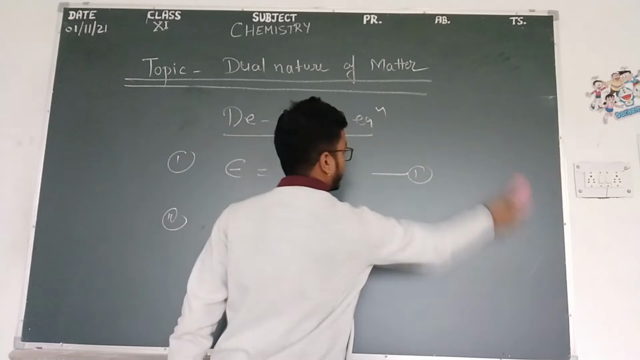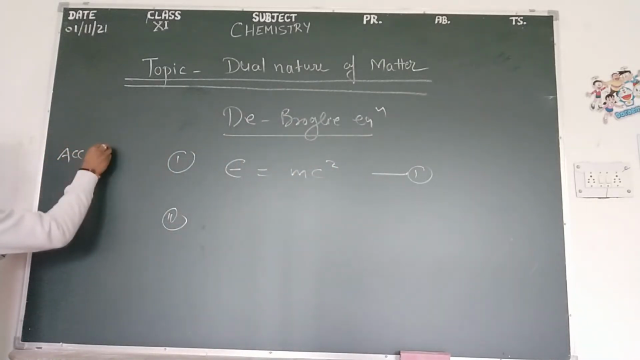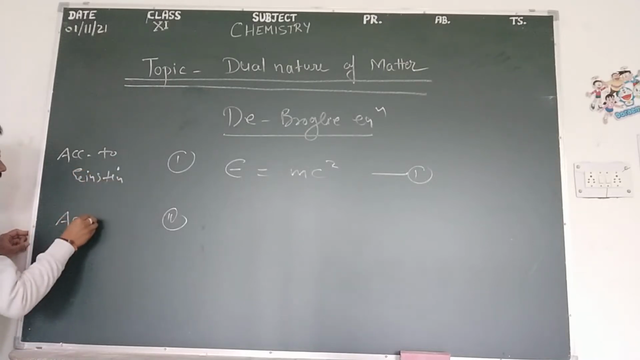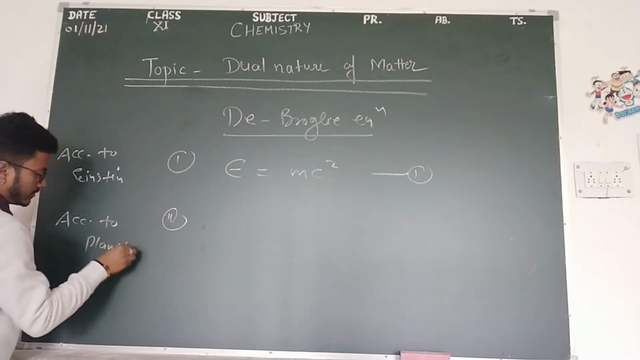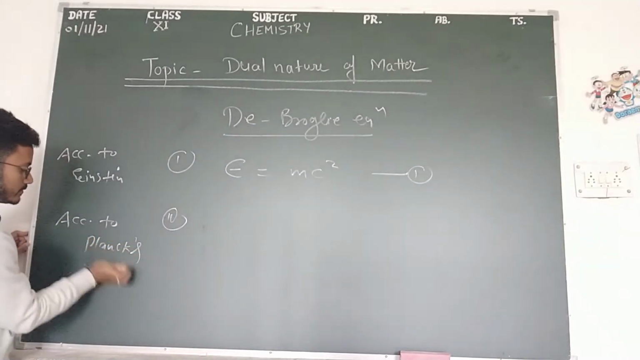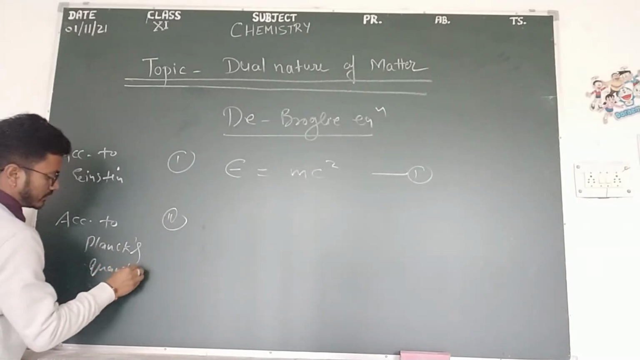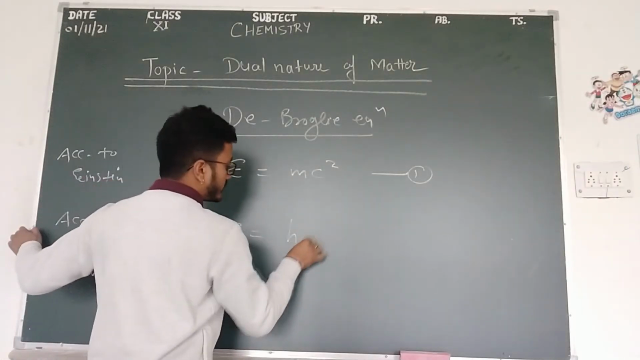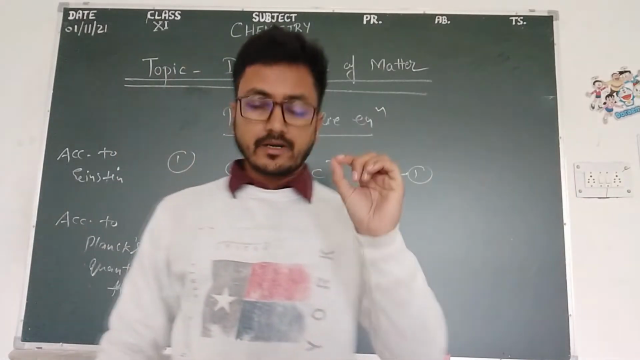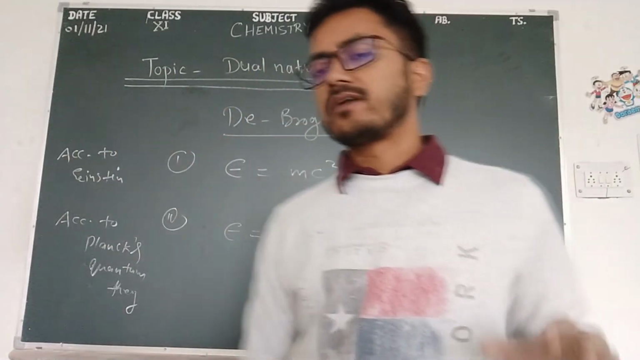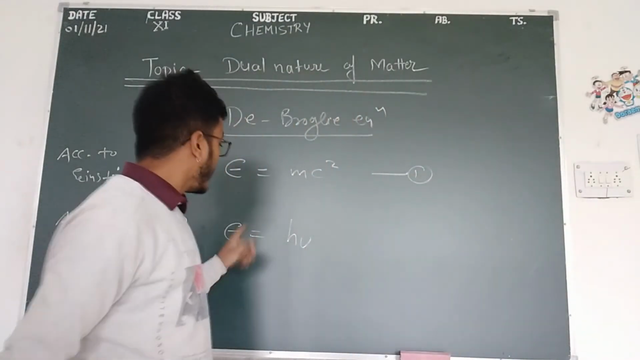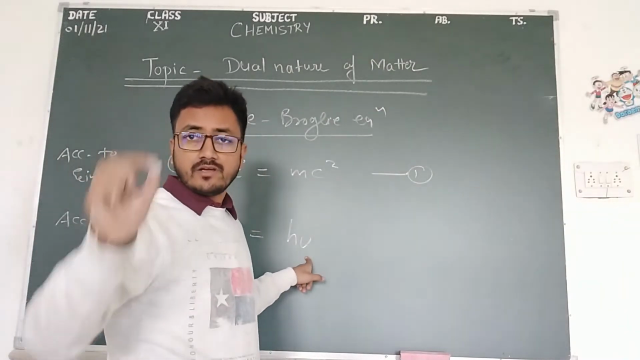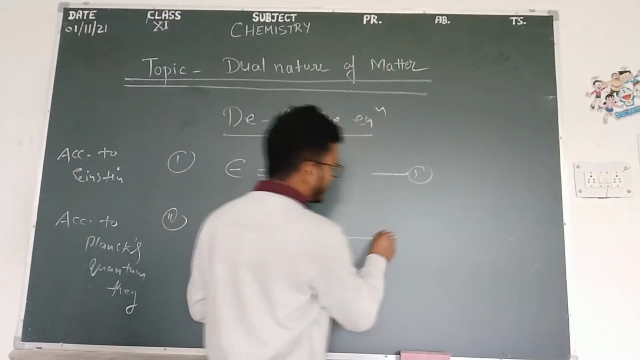This is according to Einstein. But now according to Planck's quantum theory, Planck proved that light comes in the form of small packets of energy. Those packets are called photons, and the energy of a photon is given by E equal to h nu, where h is Planck's constant and nu is the frequency of that photon particle. Call this equation 2.